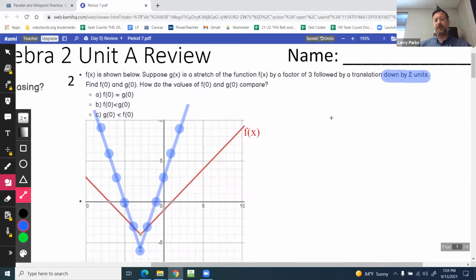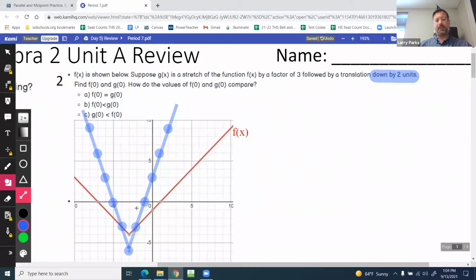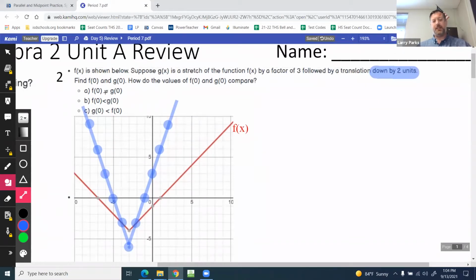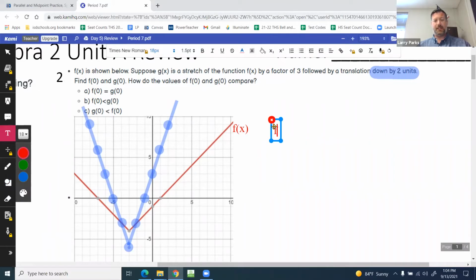So notice they asked me to stretch it by a factor of 3. I did. I took it and I stretched it. And then it also asked me to move it down. And again, I moved the vertex down. So now we could try to decide what is true here. And they're asking about f of 0. So let's find f of 0. What does that mean? That means you go to the 0 and you find the value. So right here would be f of 0. F of 0 is -1.